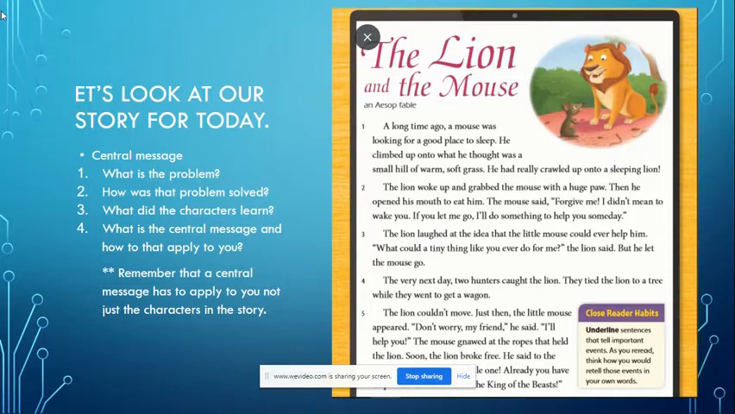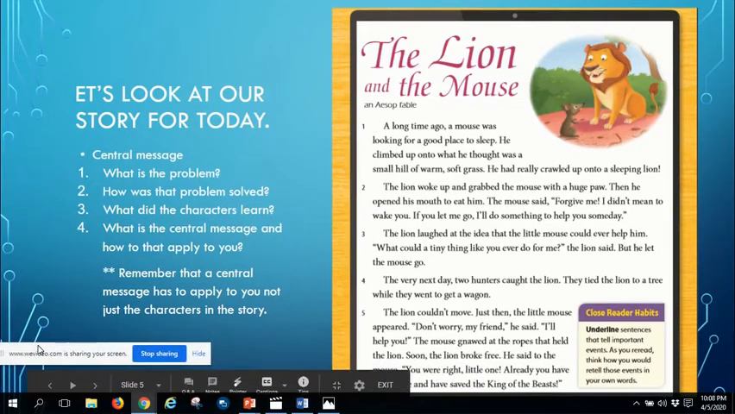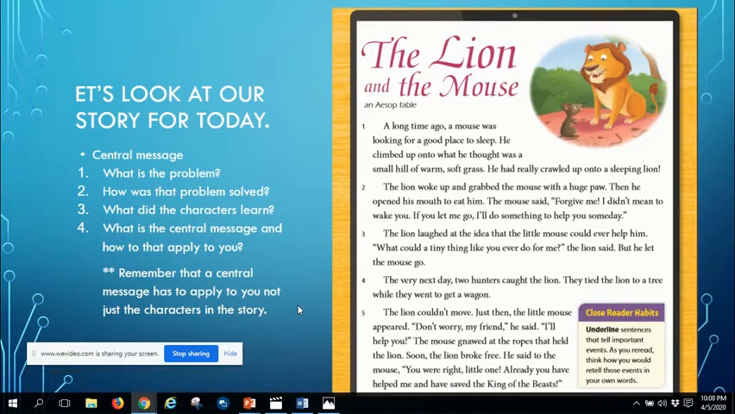So let's look at our story for today. This is The Lion and the Mouse, which is the story that we read last week. We are going to focus on the central message this week of The Lion and the Mouse. So we're going to go through the chart that we just read and figure out what the problem is first. So as we read, you're going to follow along with me.